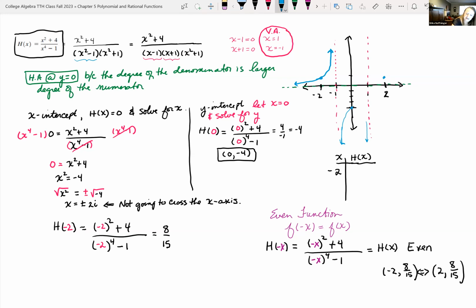And so I'm above the x-axis. I'm in the first quadrant when x is bigger than 1. I have a graph that looks similar to this. And so we get a general sketch of what our graph looks like by knowing where our asymptotes are and plotting additional points.